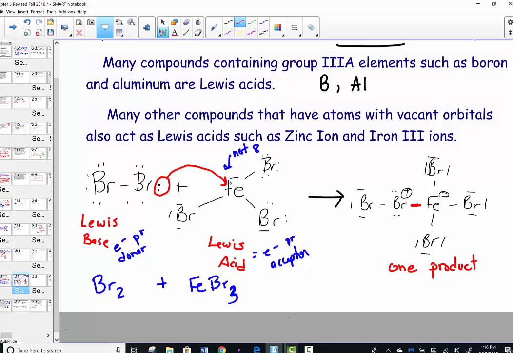The elements that make good acids, well, boron, because it's in group 3A, it has only 3 valence electrons, it's electron deficient. It has an open spot for this electron pair to come seeking to bond there. Same with aluminum. It has 3 valence electrons. It has an open spot, a site of attachment for a pair of electrons. Zinc ion, same thing. Iron ion, same thing. They have electron deficient octets, making them good targets for electron pairs to fill those vacant orbitals.